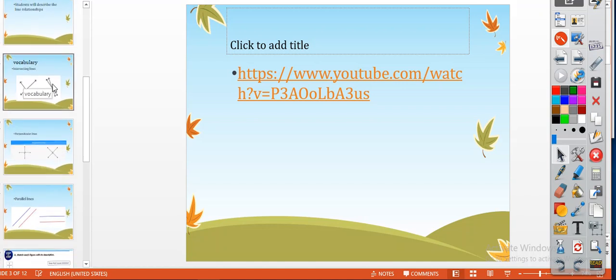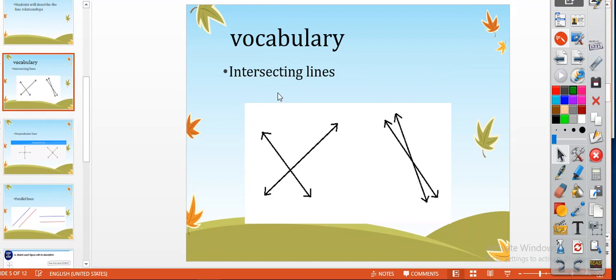So how can we describe the line relationships? As you can see, those two lines are intersecting. They are meeting in one point here. So we call these lines intersecting lines. Look, they meet in a point.